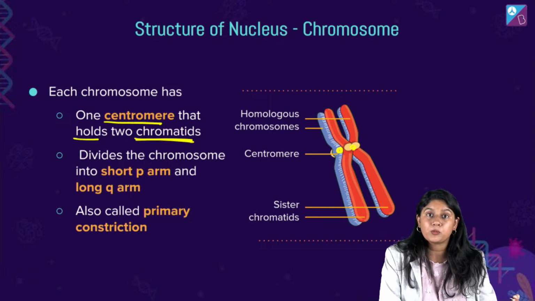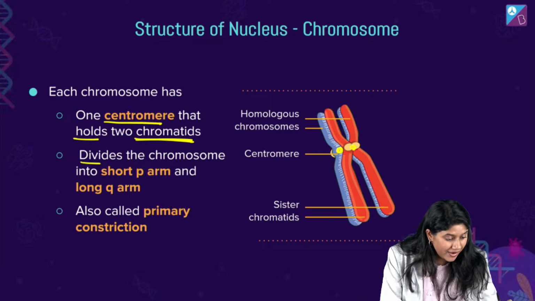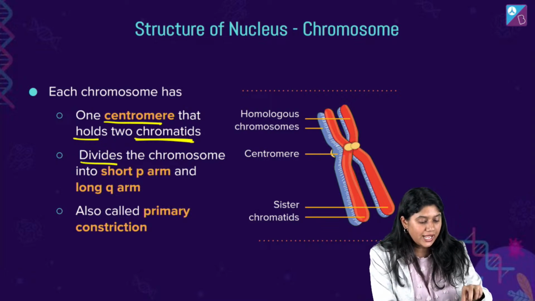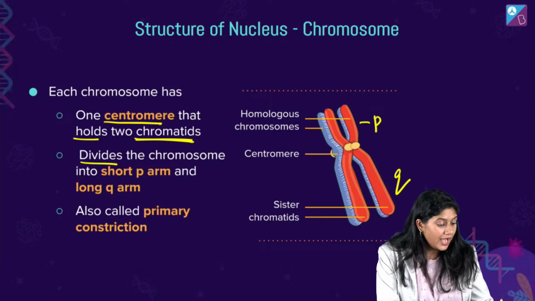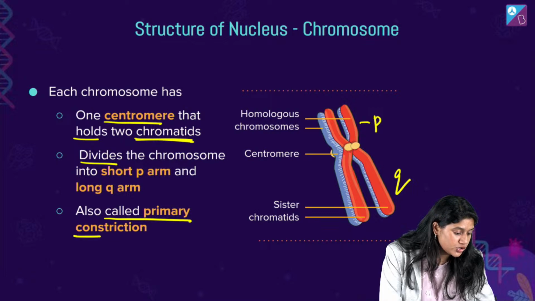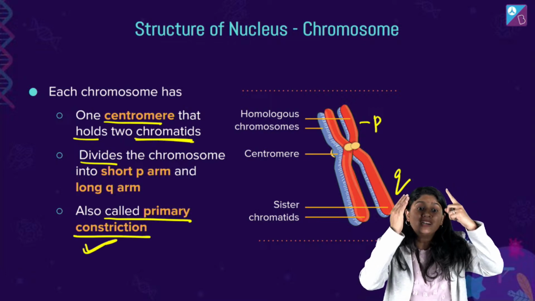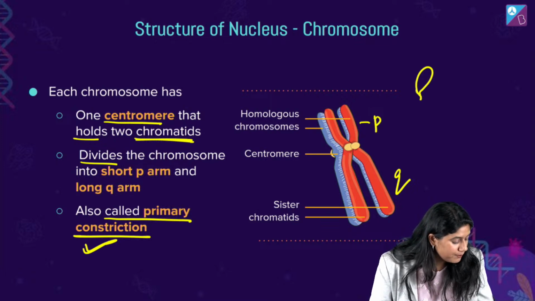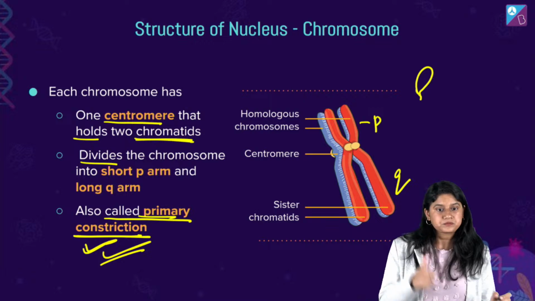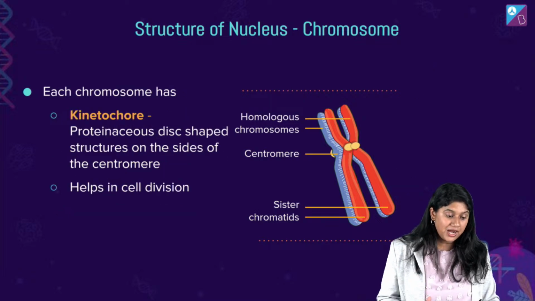It will be holding the two chromatids, right? It divides the chromosome into the short and the long arm, P and the Q arm, right? And it is also called as a primary constrict. Constrict क्या होता है? थोड़ा सा bent होना, dent होना. तो यहाँ पे हमें दिख रहा है ना, क्रोमोसोम ऐसा है, तो यहाँ पे थोड़ा सा डेंट है, that is the primary constrict. Clear? उसके बाद में what we have?